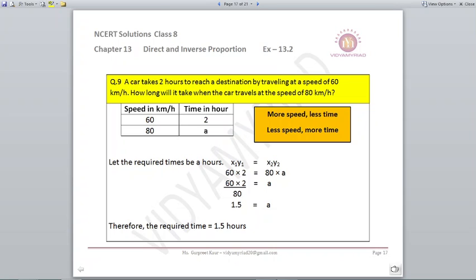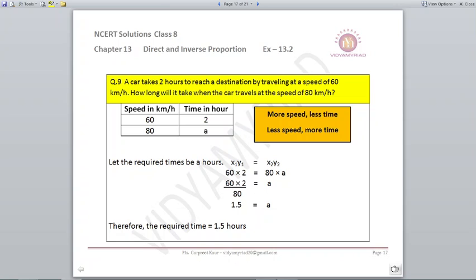Question number 9. A car takes 2 hours to reach a destination by travelling at a speed of 60 km per hour. How long will it take when the car travels at the speed of 80 km per hour? Now the two criteria mentioned over here are speed and time. When the speed was 60, the time taken is 2 hours. Now if I increase my speed to 80, definitely the time required will be less than 2 hours.